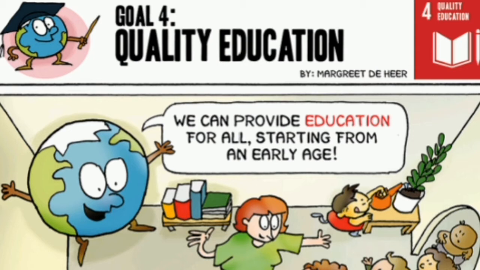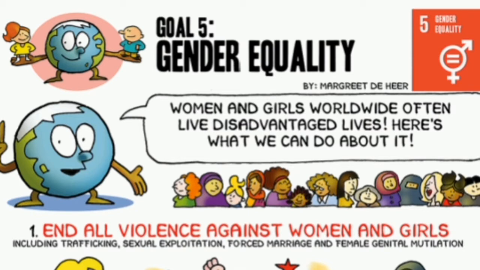We can provide education for all starting from an early age, and it is the target by 2030 to ensure that all girls and boys have access to quality early childhood development, care and pre-primary education.